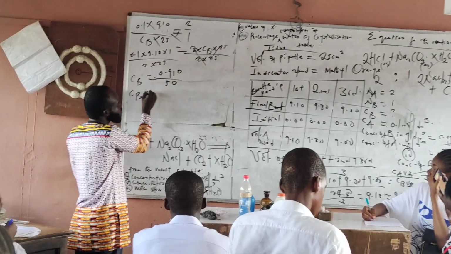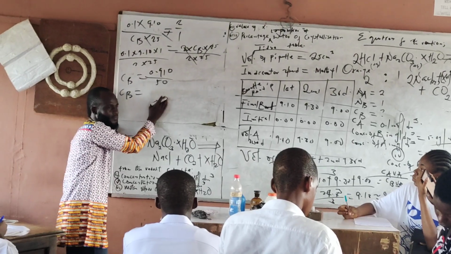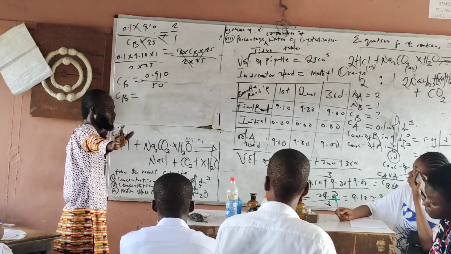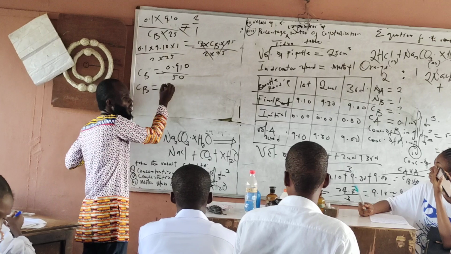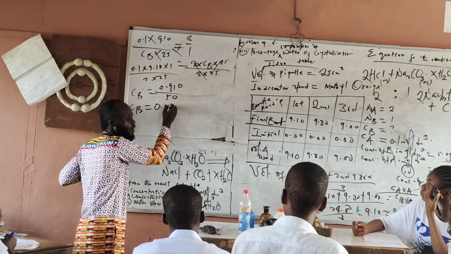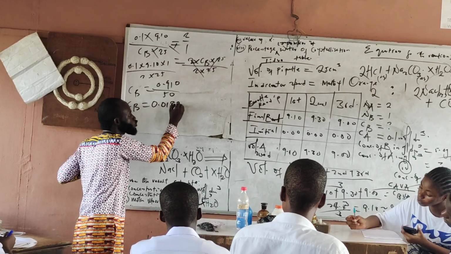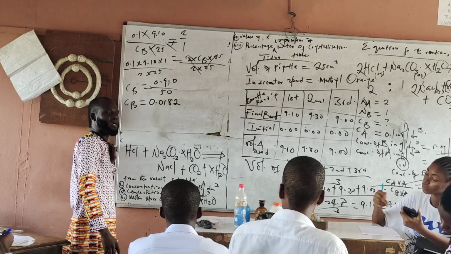So your CB is equal to 0.182. Let's write everything. Is this centimeter cube or mole per dm cube?